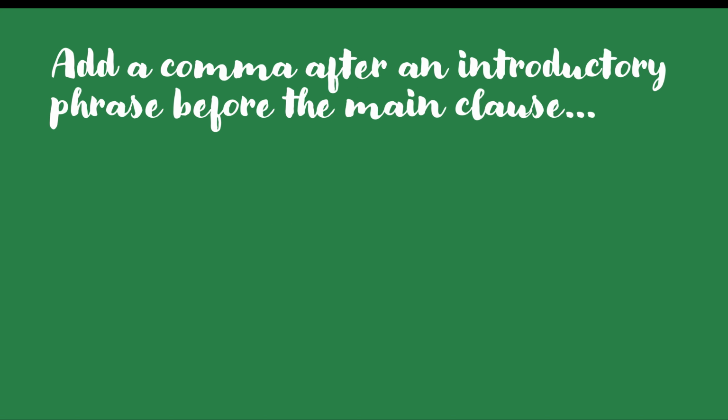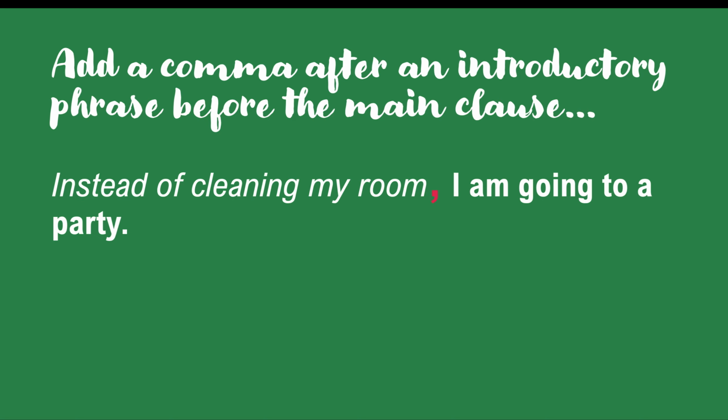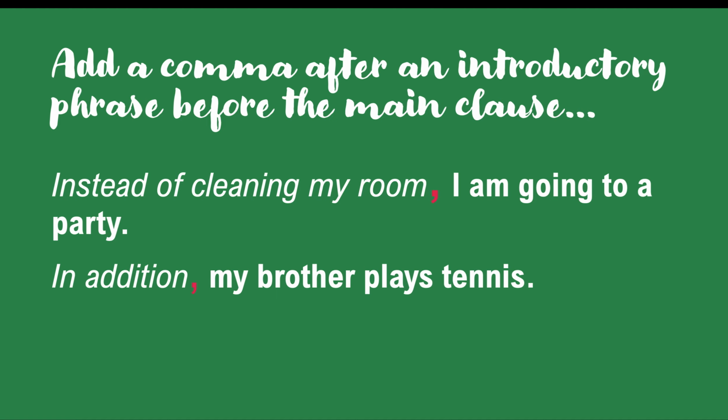Another way you can use the comma is when you have an introductory phrase before the main clause. Here's an example. Instead of cleaning my room, I'm going to a party. What's the subject? I. What's the predicate? Am going to a party. So you want to put a comma after the first part of the sentence before the subject. Another example would be, in addition, my brother plays tennis. Put a comma after the introductory phrase before the subject. My brother plays tennis.